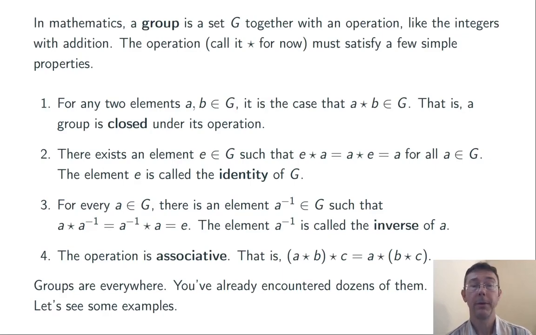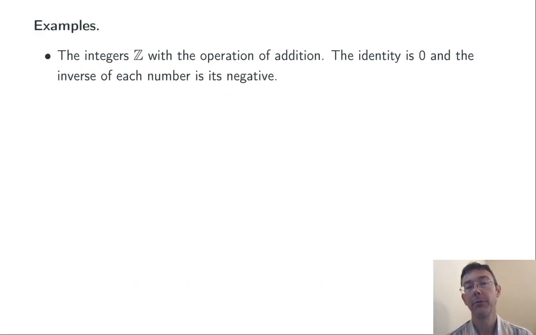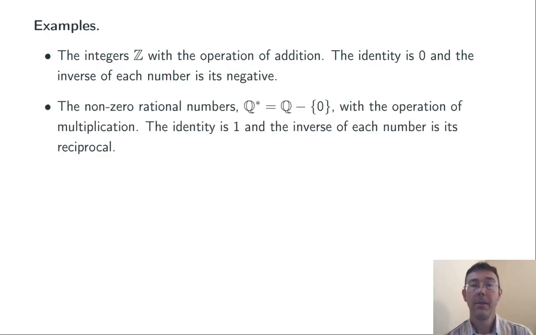Groups really are everywhere, and by the time you're ready to see this video, you will have already encountered dozens of them. Let's run through a few examples. First of all, I already mentioned the integers with the operation of addition, where the identity is 0 and the inverse of each number is just its negative. The non-zero rational numbers, call the set Q star, with the operation of multiplication. Now the identity is 1. 1 times any rational number is that same rational number. And the inverse of each number is its reciprocal.